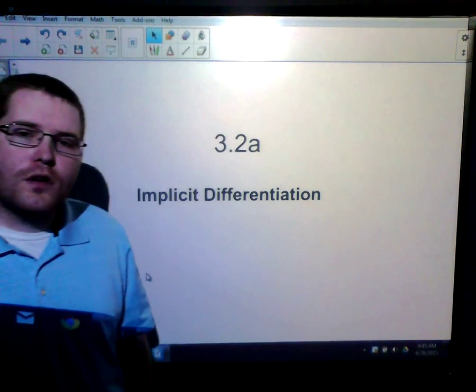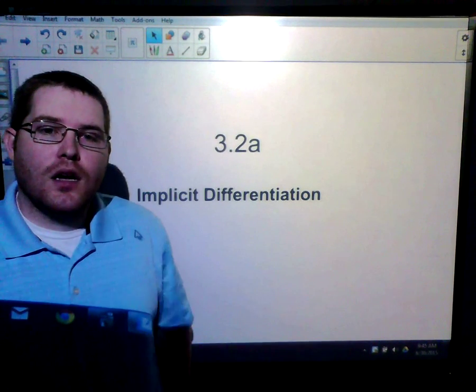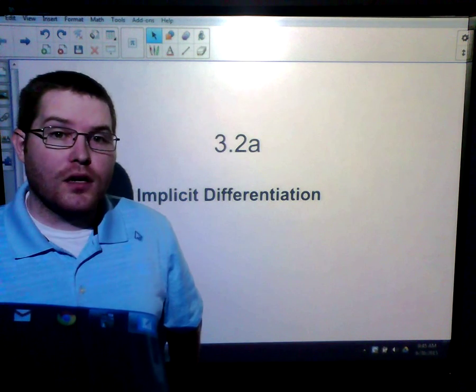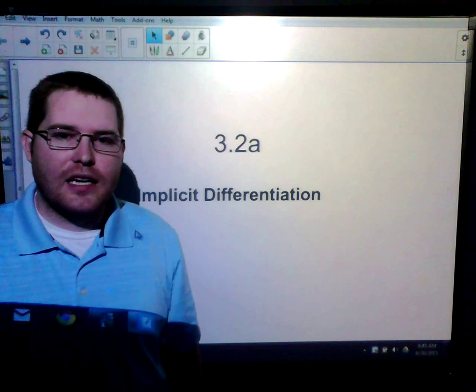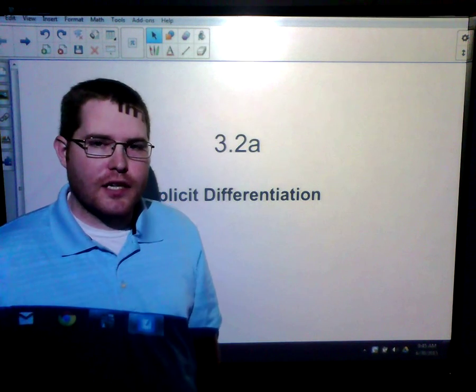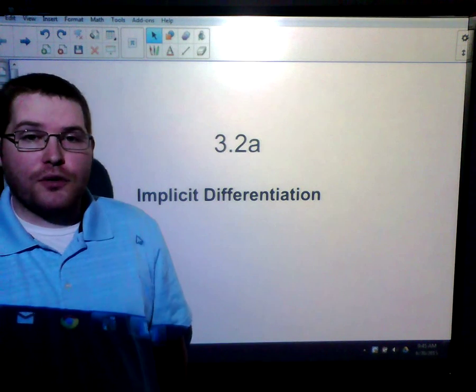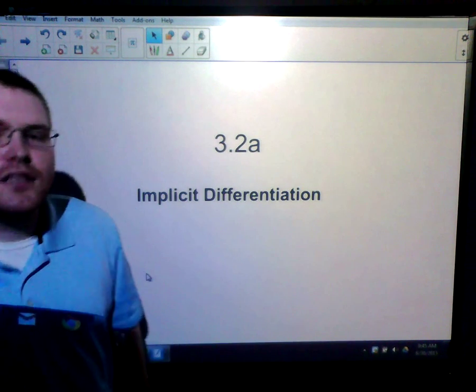Hello everyone and welcome to 3.2. I'm going to split 3.2 into two different sets of notes. In the old book it was two different sections, and I think it goes better if it's listed as two different sections. So today we're going to talk about the first half of 3.2. I'm going to call it 3.2a, Implicit Differentiation.